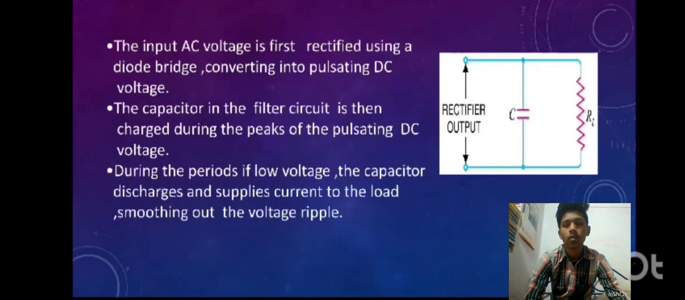And we can explain about the working principle of capacitor filter. The input AC voltage is first rectified using a diode bridge, converting it into pulsating DC voltage. The capacitor in the filter circuit is then charged during the peaks of the pulsating DC voltage. During the periods of low voltage, the capacitor discharges and supplies current to the load, smoothing out the voltage ripple.